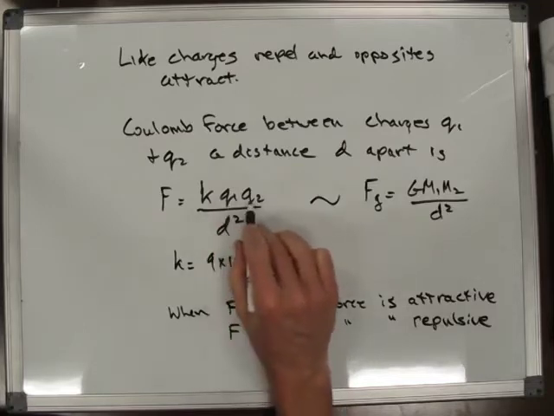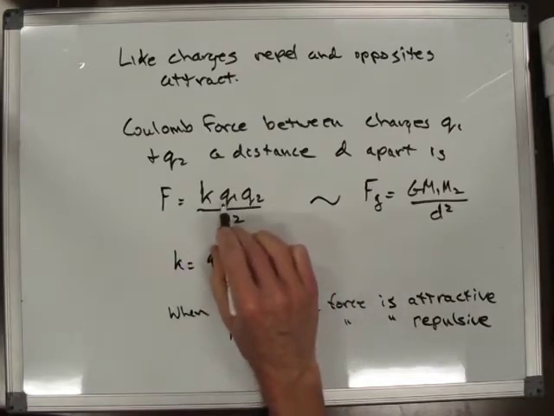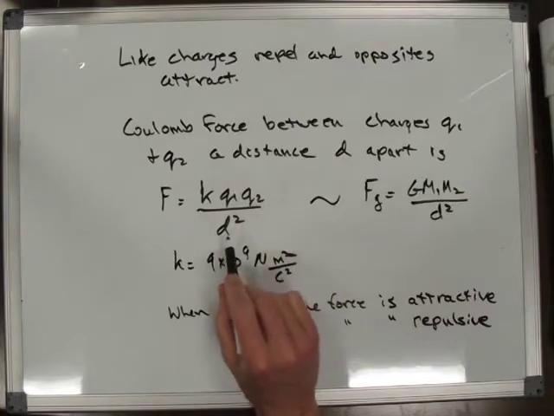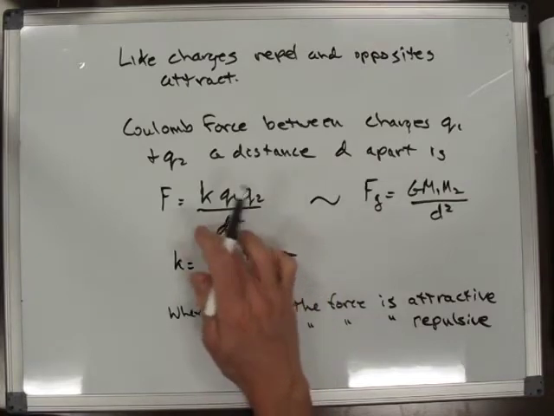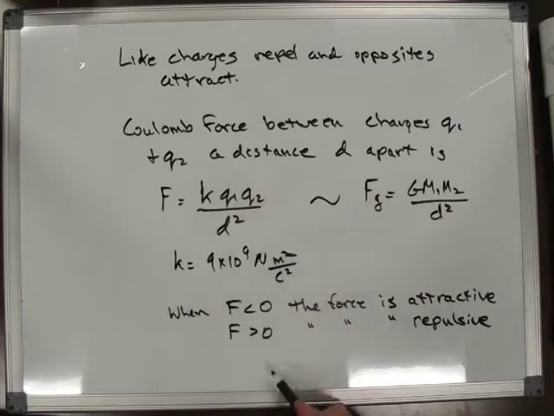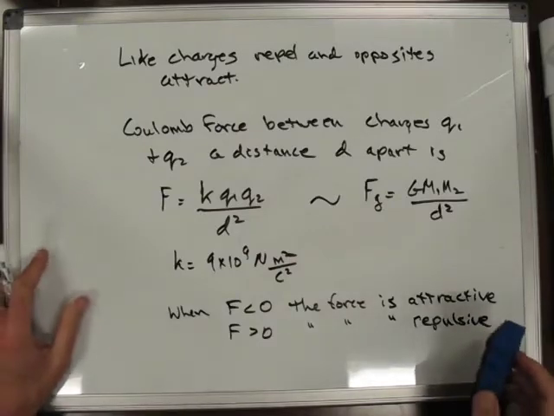That means if they're both negative, then the result is positive, or if they're both positive, then the result is positive. Notice D squared can never be negative because it's squared, and K is a positive constant. So we can use this to evaluate some forces.